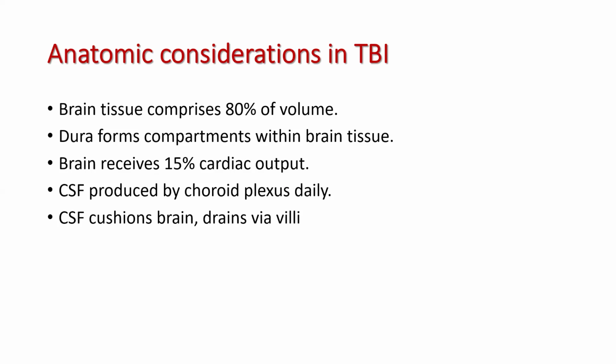So the brain tissue comprises about 80% of the intracranial volume, and the dura forms the compartments within the brain tissue, and it receives 15% of the cardiac output. CSF is produced by the choroid plexus daily, its main job is to cushion the brain, and it drains back through the villi.